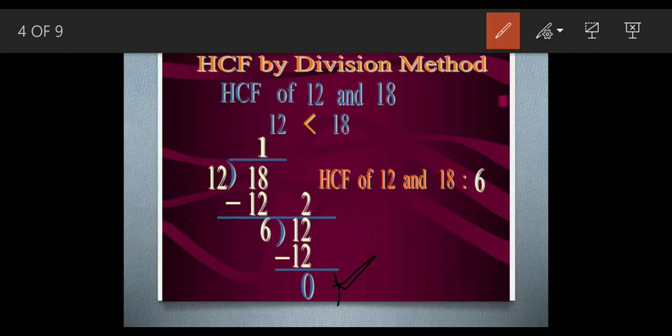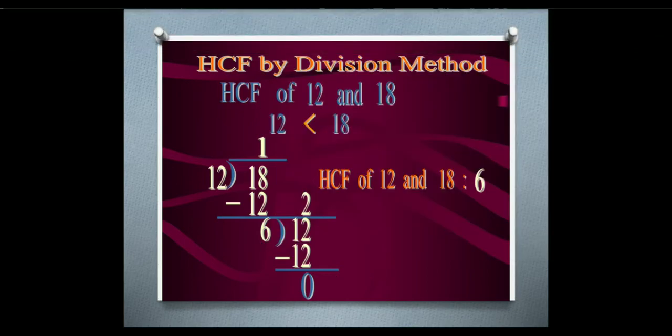Suppose if you don't get 0, you should go for the next step of division. So your remainder will become divisor, and the divisor, the 6, will become a dividend, and you will divide again till you get your remainder as 0. So since I got my remainder as 0, for which divisor did I get remainder 0? For the divisor 6, which means that the HCF for 12 and 18 is 6.